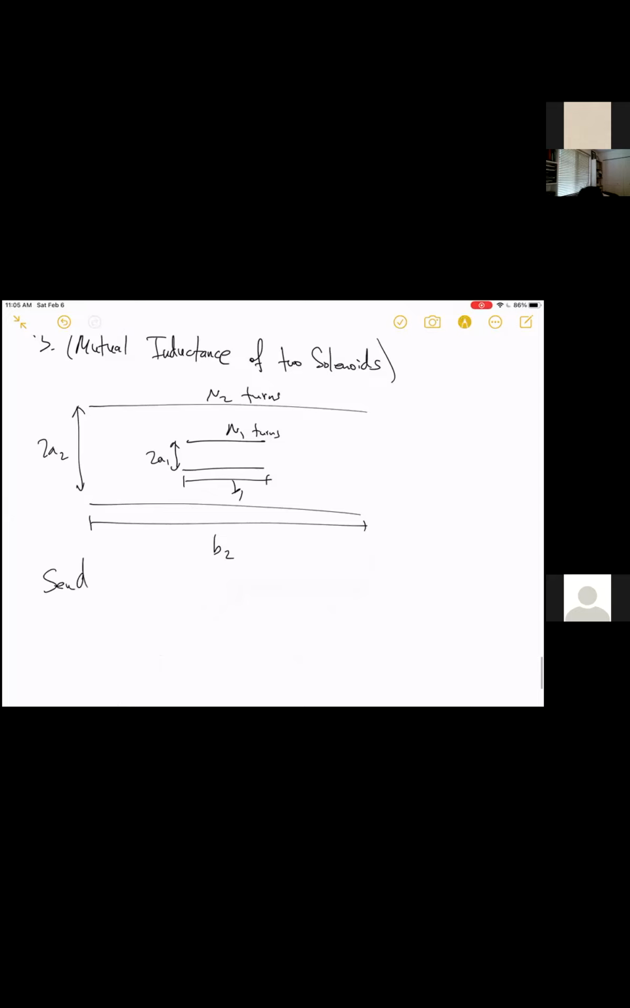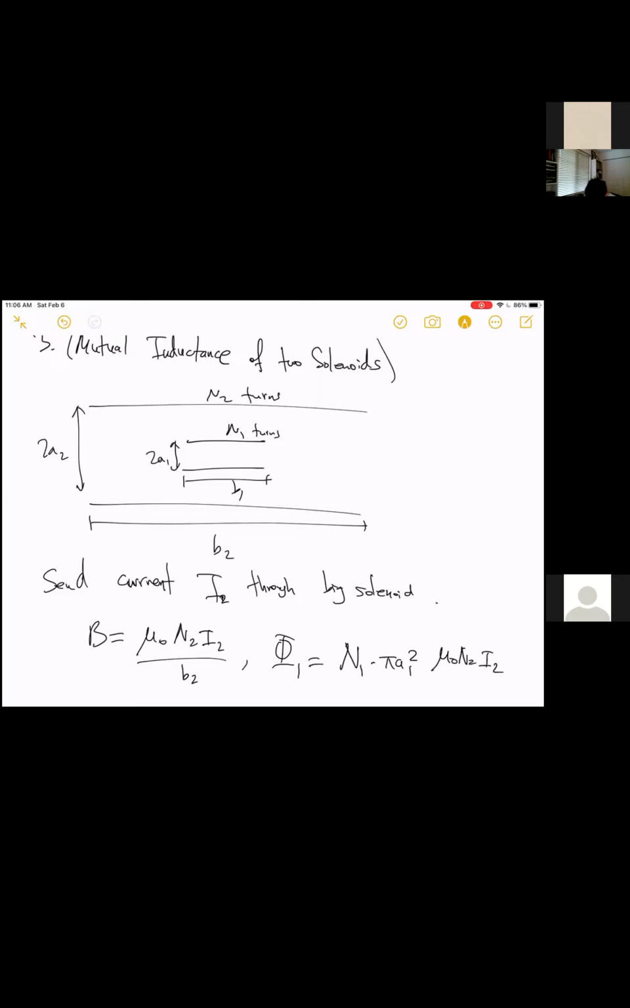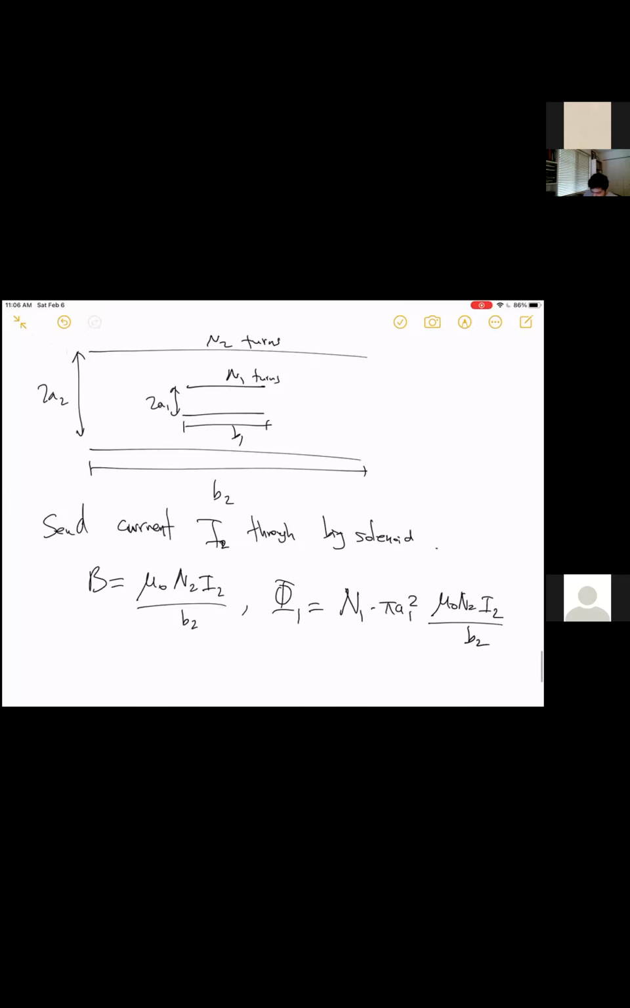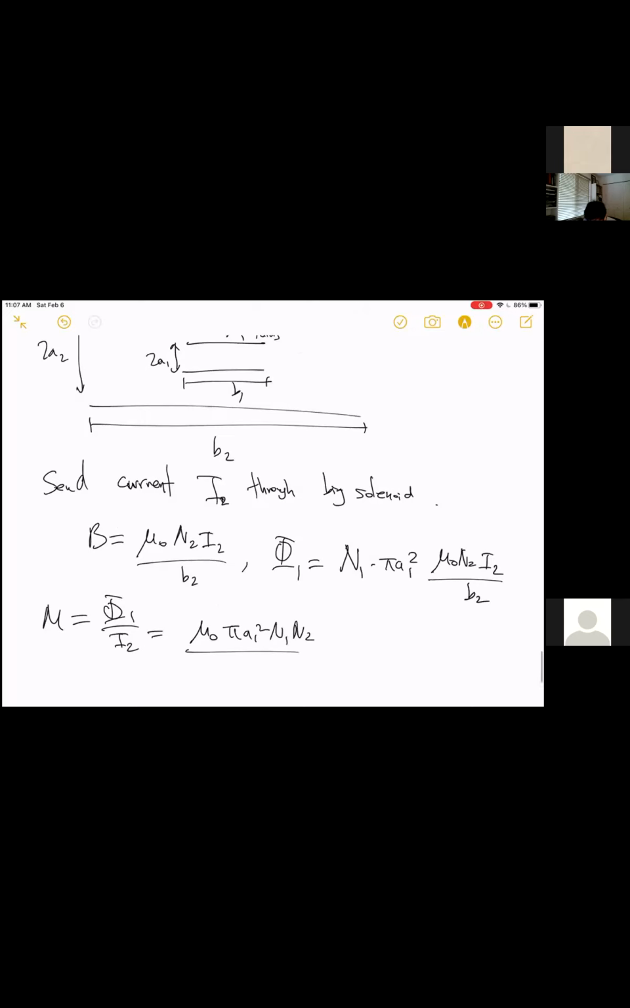So anyway, I'll send current I2 through the big solenoid. The magnetic field it causes, this is just another classic solenoid calculation, will be, and therefore the flux in the inner solenoid is N1 times pi A1 squared. And the reason the N1 is there is that it's like N coils, so the flux counts N times, since the coil is coiled about N times. So this is the flux, and therefore the mutual inductance is just mu zero pi A1 squared N1 N2 over B2.